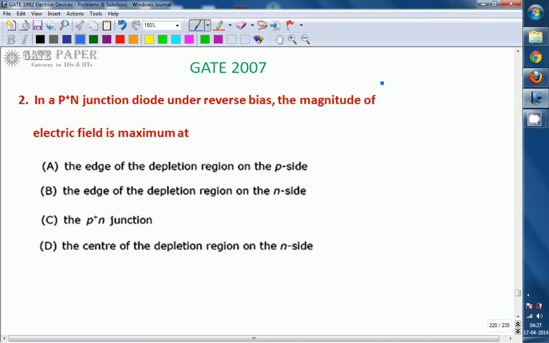Hello, we are discussing the GATE 2007 ECE paper, and this question is related to electronics. In a P plus N junction diode under reverse bias, the magnitude of electric field is maximum at A.